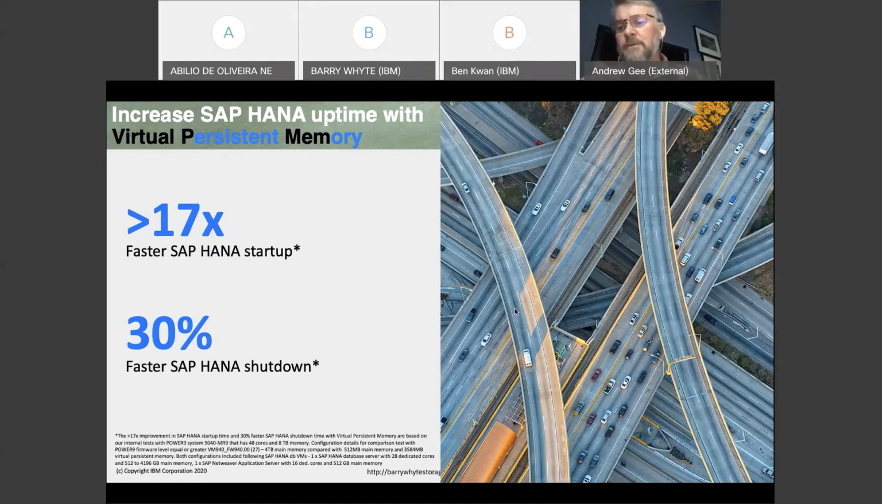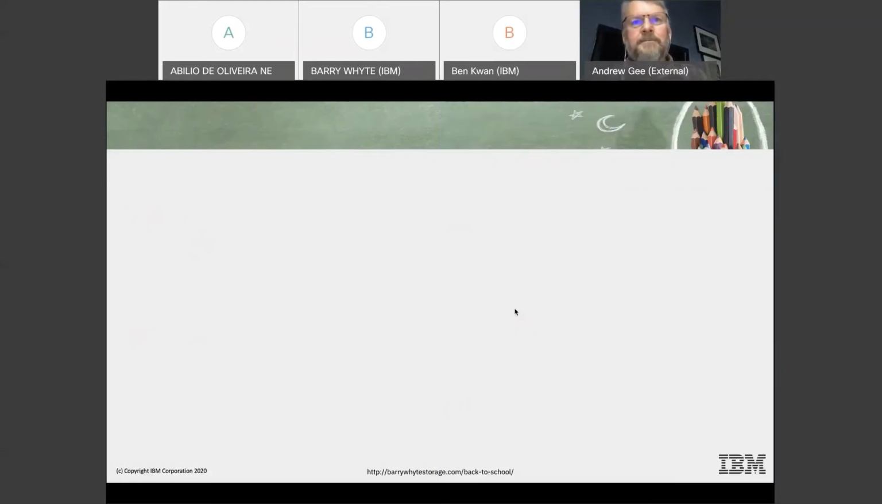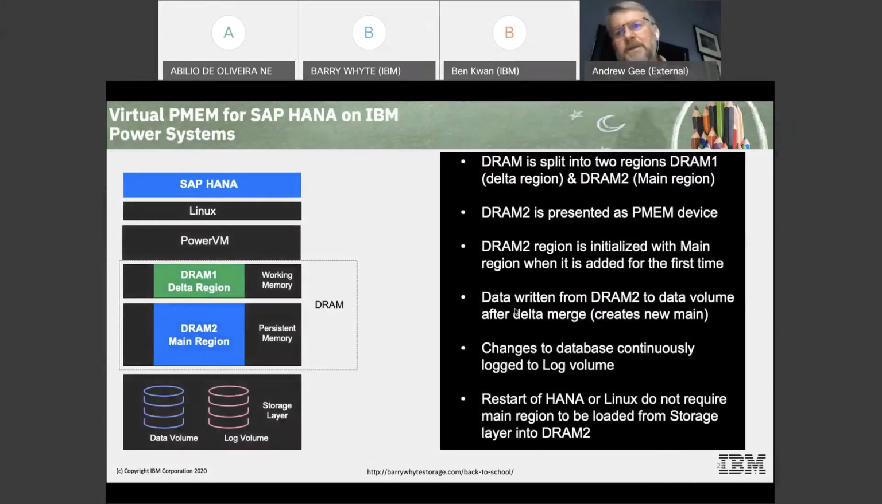With IBM's, you don't, because we're still working with DRAM. This is a construct we've created using normal memory. There's nothing special about this, except a very clever way we do it. So what we do is in the hypervisor and the HMC, we define a system area we call the main region, and we make that persistent. So if this was a 4 terabyte system, arguably we could do 512 of working memory and 3.5 terabytes of persistent memory.